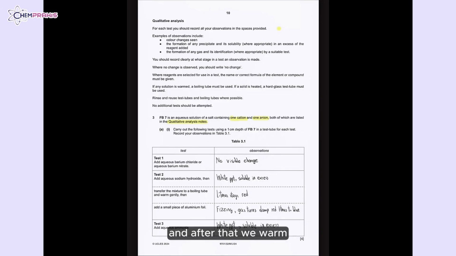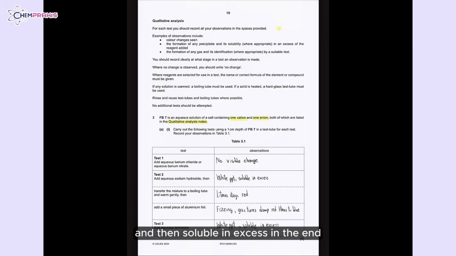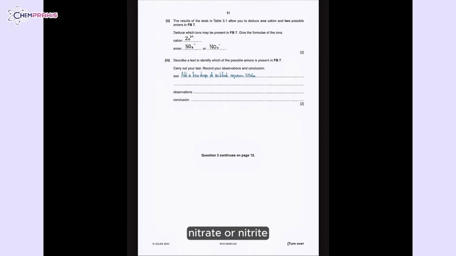After that, we warm it gently, but the litmus stays red. But when we add aluminum foil, it starts to fizz, and later on the gas turns the damp red litmus paper to blue. So then we know that nitrate or nitrite ion exists. Then for test 3, when we add aqueous ammonia, there was white PPT and then soluble in excess in the end. So because of that, we know that the cation would be zinc and the anion would be nitrate or nitrite.